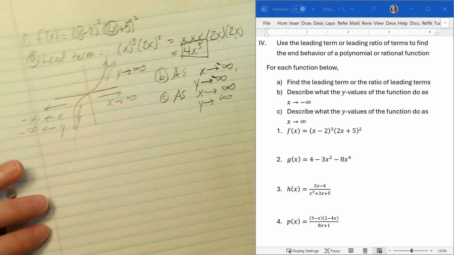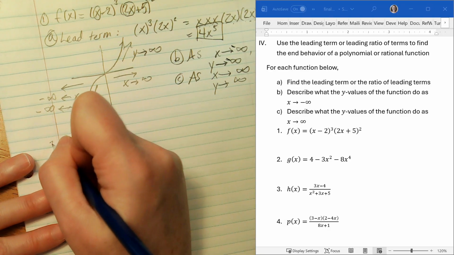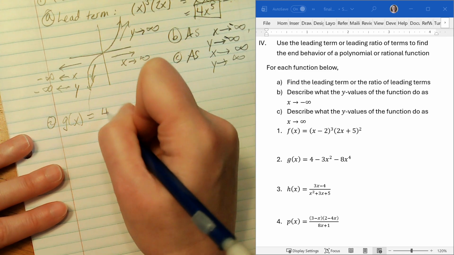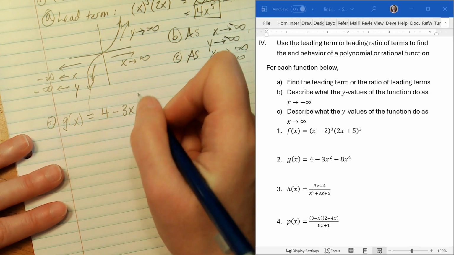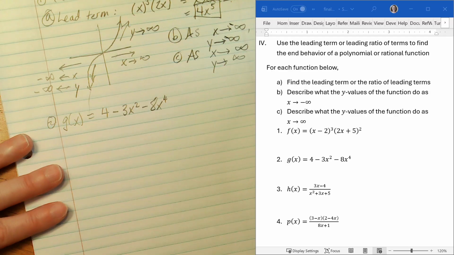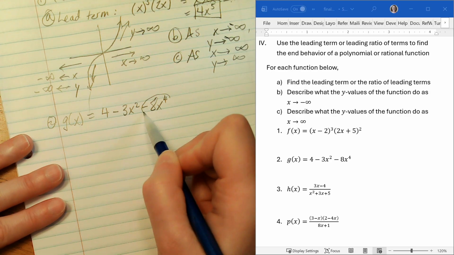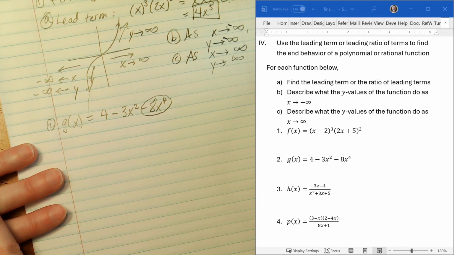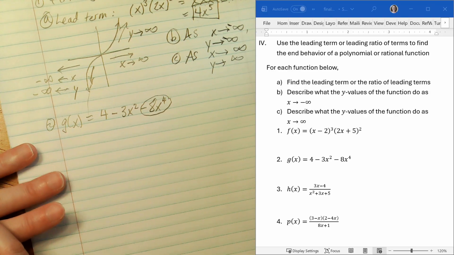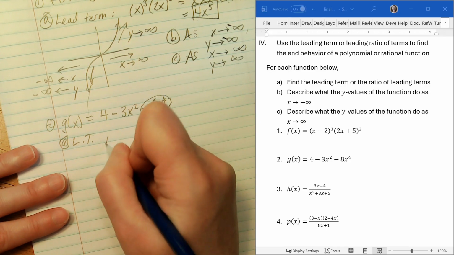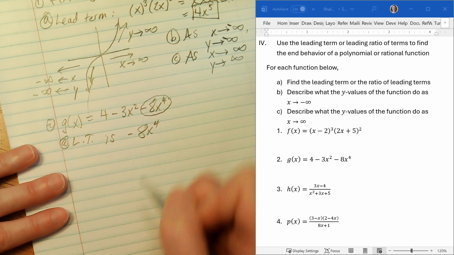Let's do the next one, which is g of x. So for number 2 here, g of x is another polynomial, and now I just want to make sure that you guys didn't forget how to do it even when it's not factored, that you remember what a leading term is, and you can find it in the factored form or the expanded form. So this is expanded, and we just grab the term that has the highest degree on it and take the coefficient with it as well, because if it's negative, that changes the behavior. So the leading term here, we'll call it the LT, is negative 8x to the 4th.